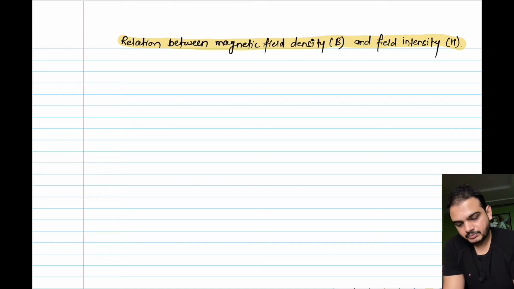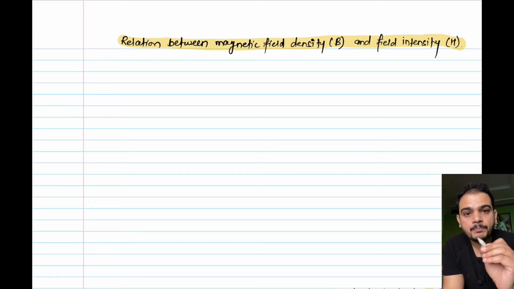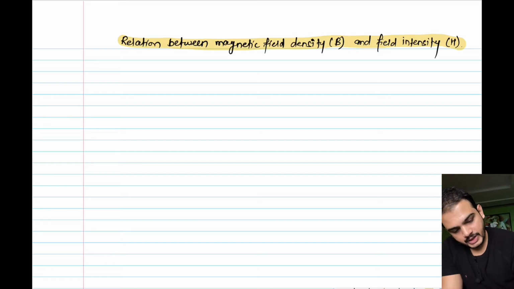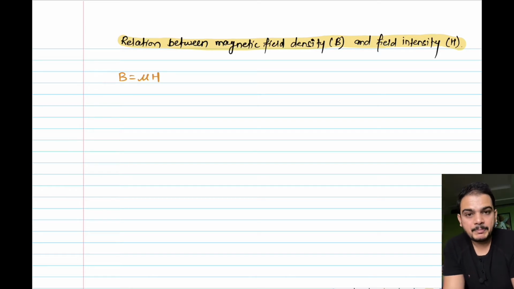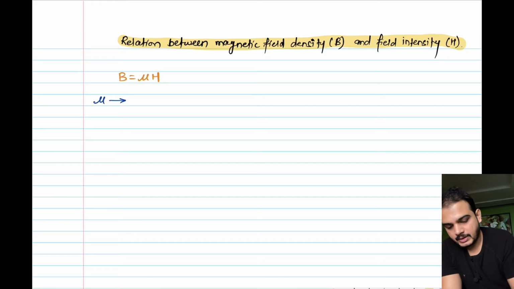Remember, the relation between magnetic field intensity and magnetic flux density is given by B is equal to mu H, where B is magnetic flux density and H is magnetic field intensity, and mu is the permeability of the magnetic material or magnetic medium.